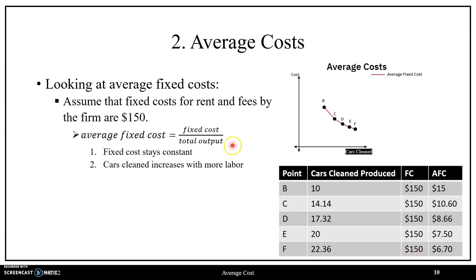Now, in terms of our denominator of total output, we know that as more labor is being used, more cars can be cleaned, because in our production process, more inputs leads to more outputs. So we know that cars cleaned is increasing with more labor. So we have a static numerator and we have an increasing denominator. What that means is that we have average fixed costs that will be declining as a result. So average fixed costs will slope downwards due to cars cleaned increasing while fixed costs staying constant.